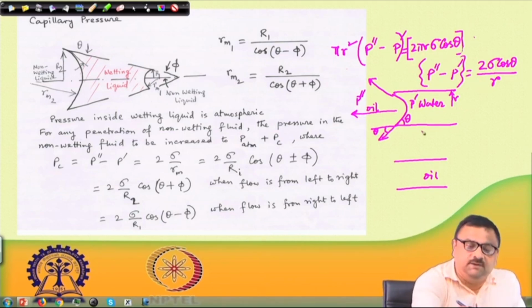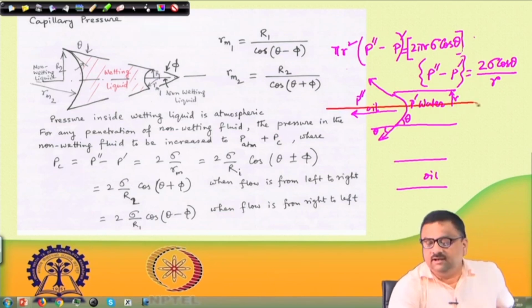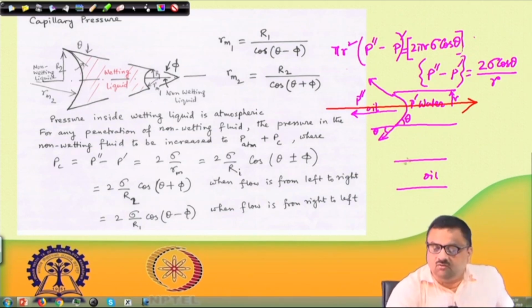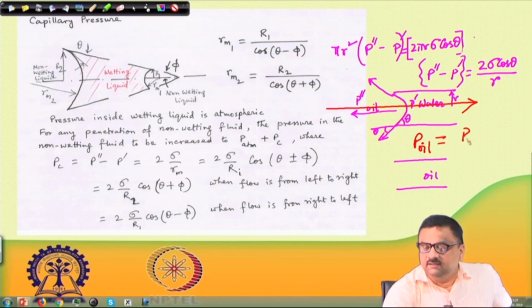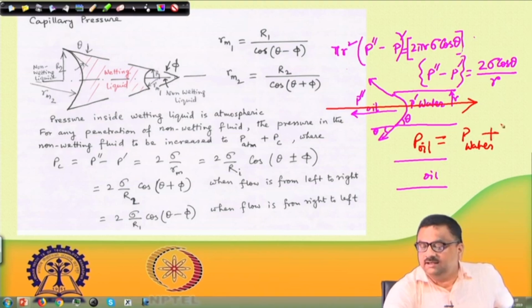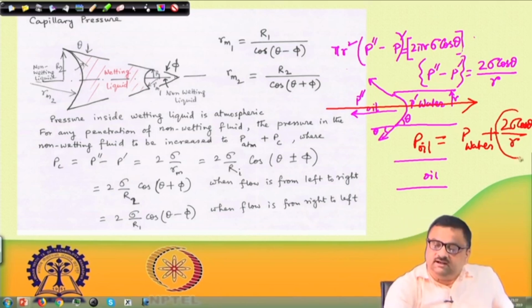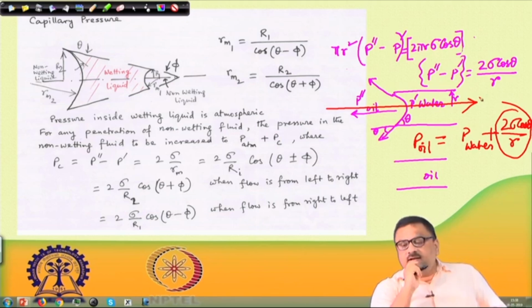So, I would expect the flow to take place this way only when the pressure on the oil side is the pressure on the water side, which we have probably assumed as 1 atmosphere, plus 2 sigma cos theta divided by r. This 2 sigma cos theta divided by r is referred to as the capillary pressure.